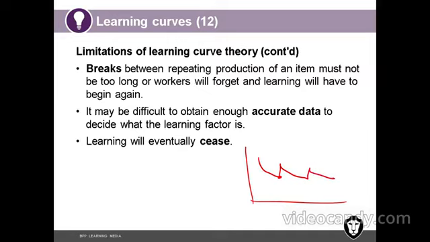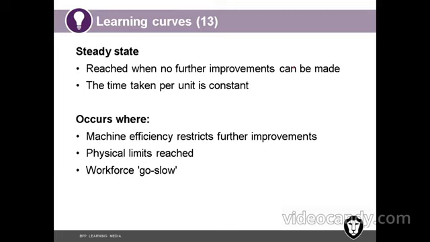It may be difficult to obtain accurate data to decide what the learning curve is. For example, 70%, 80%, 90%: where a company's workforce stands might be very difficult to predict accurately. Learning will eventually cease. That's the maturity point. Learning doesn't continue indefinitely. Steady state I already explained, that means after the learning maturity.